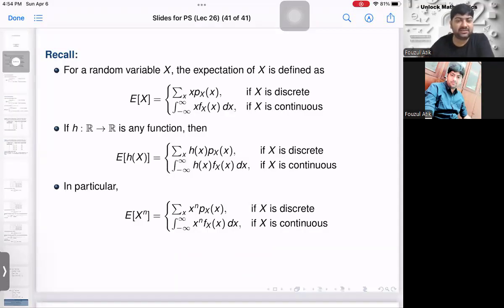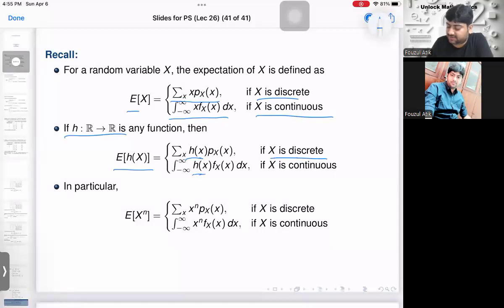For a random variable X, the expectation of X is defined as E of X equals summation x p(x) if X is discrete type, and it is the integral of x f(x) dx from minus infinity to infinity if X is continuous type. Then for any function h, E of h(X) is the same, but in place of x you put h(x), whether discrete or continuous. In particular, if you take x to the power n, it is the summation of x to the power n p(x), and the integral of x to the power n f(x) dx. So we already know these things.